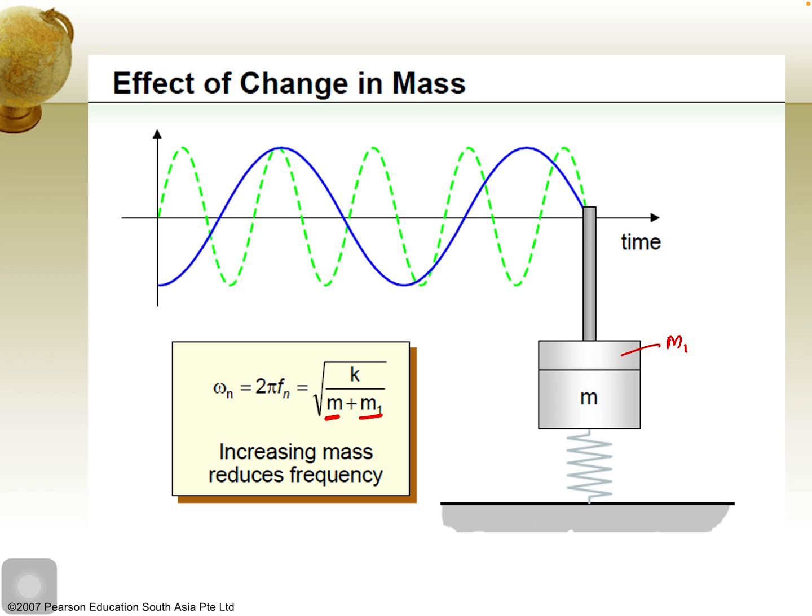So if you look at this diagram, the green vibration is the previous curve for the free vibration, but the blue one is after we add the mass. If you look at the curve, the period is increased after the mass is increased. Therefore, the frequency is decreased.